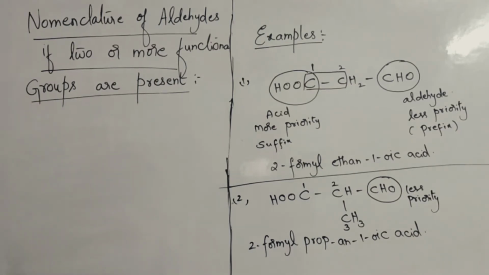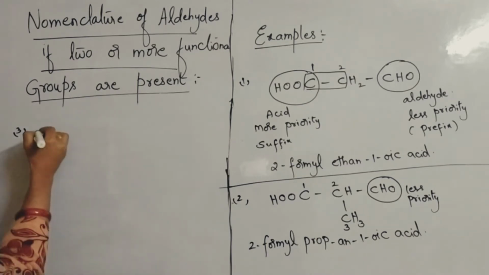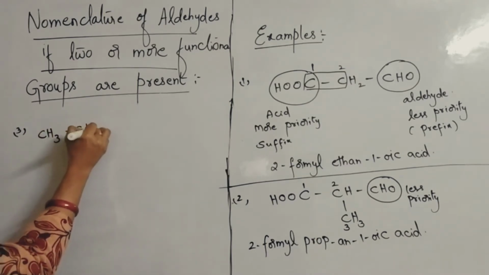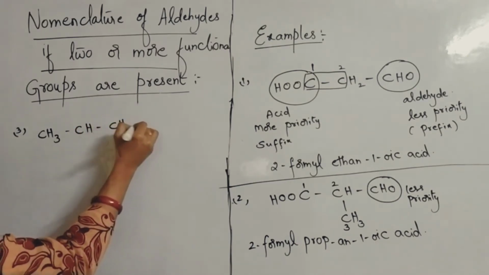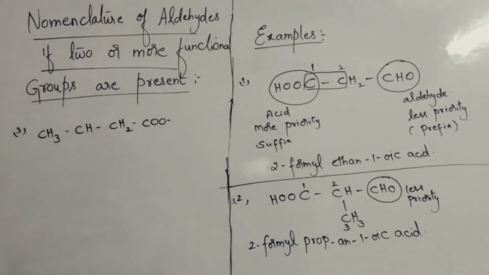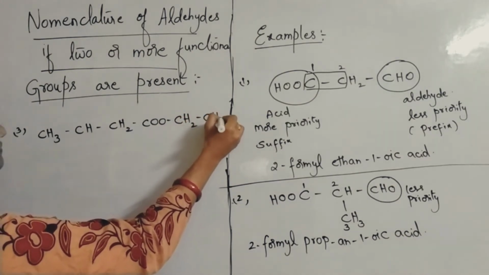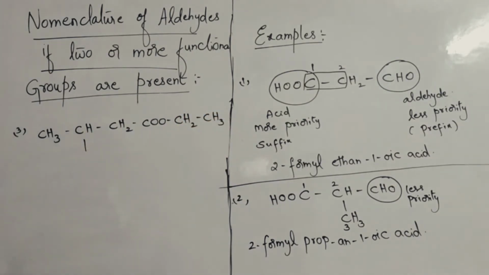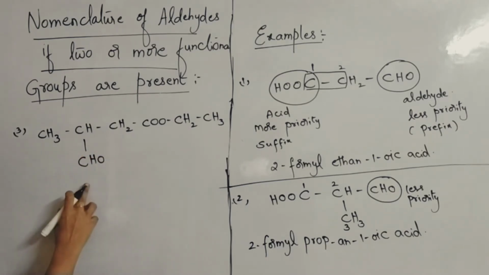Right. Let us move on to the next example. Example 3. Okay. CH3, CH, CH2, COO, CH2, CH3. And here one aldehyde is connected. Okay, this is the question given.